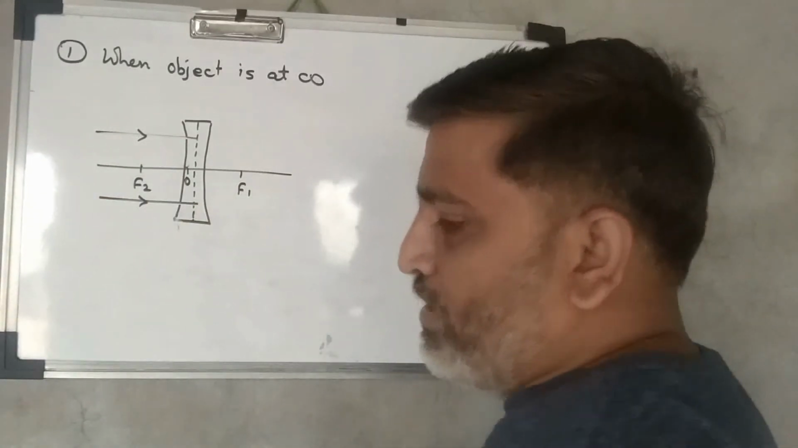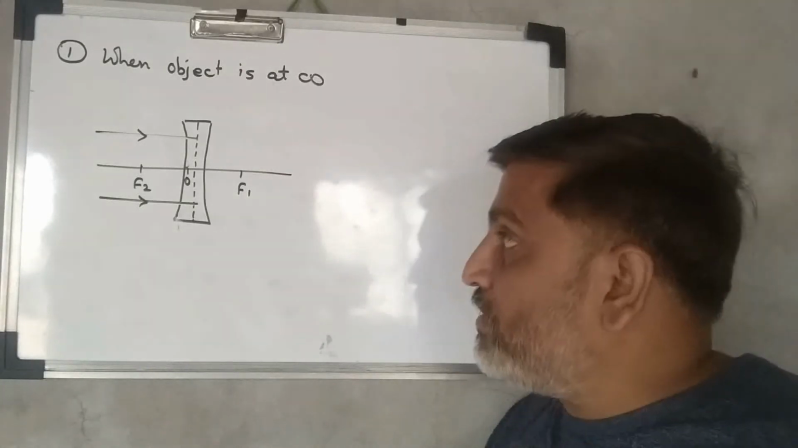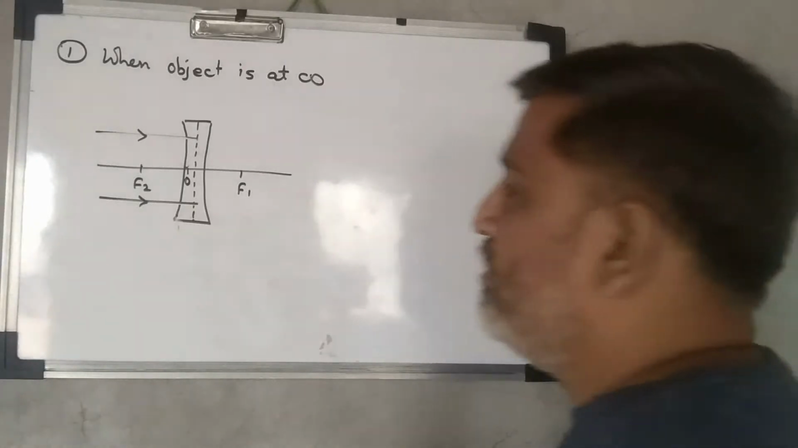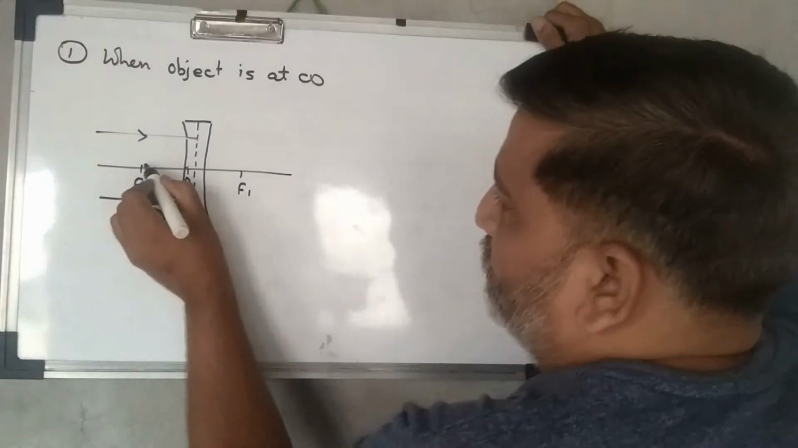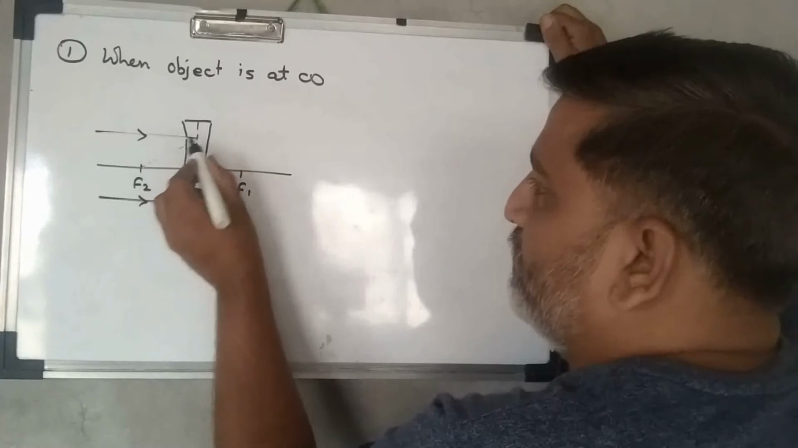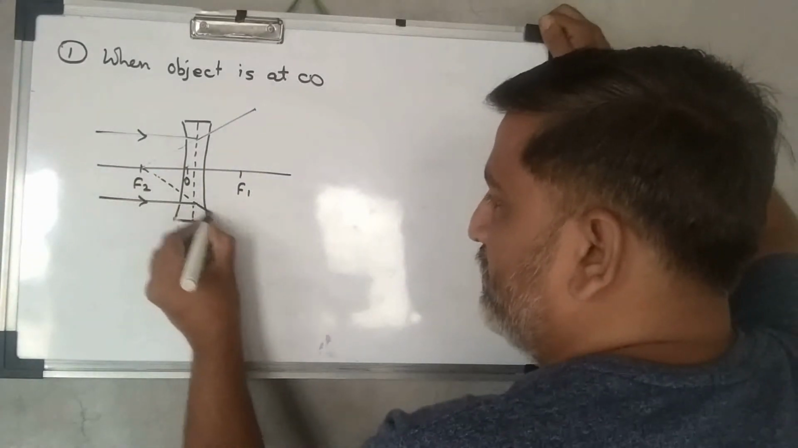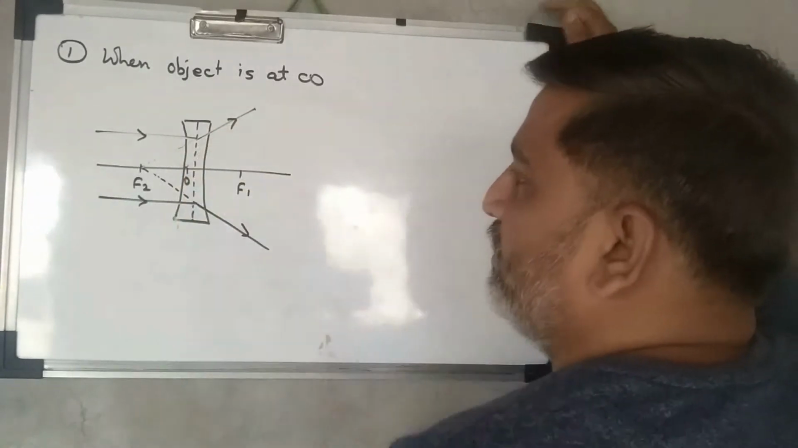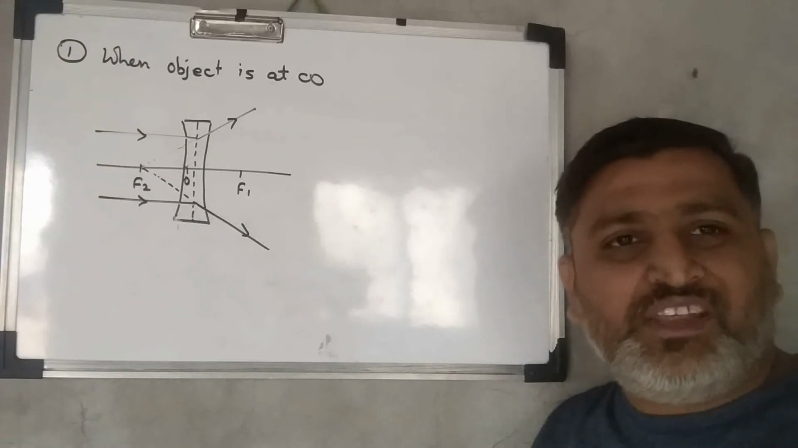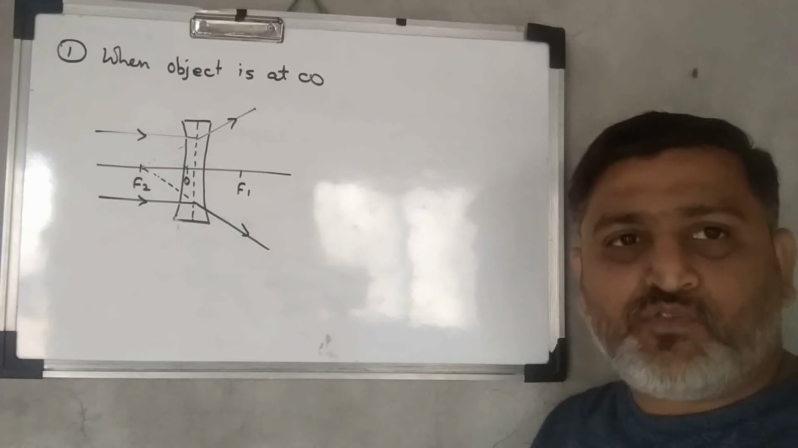Now, what happened over here in this case? You find that the ray of light which is incident parallel on the concave lens, after refraction, diverges and seems to diverge from the focus. So here we are getting the refracted rays like this. Okay. Now, when we back produce this refracted ray, it meets at the focus f2, right?